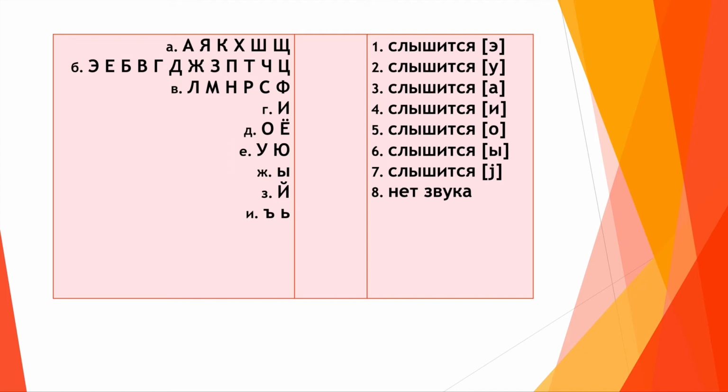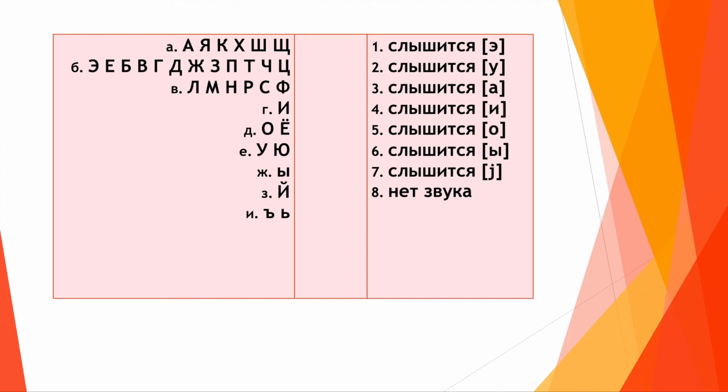Number 2, the sound U. Number 3, the sound A. Number 4, the sound E. Number 5, the sound O. Number 6, the sound Y. Number 7, the sound Y. And number 8, no sound. Нет звука. Okay, I'm going to pronounce the first line for you and you can decide what you can hear. So listen to me carefully.